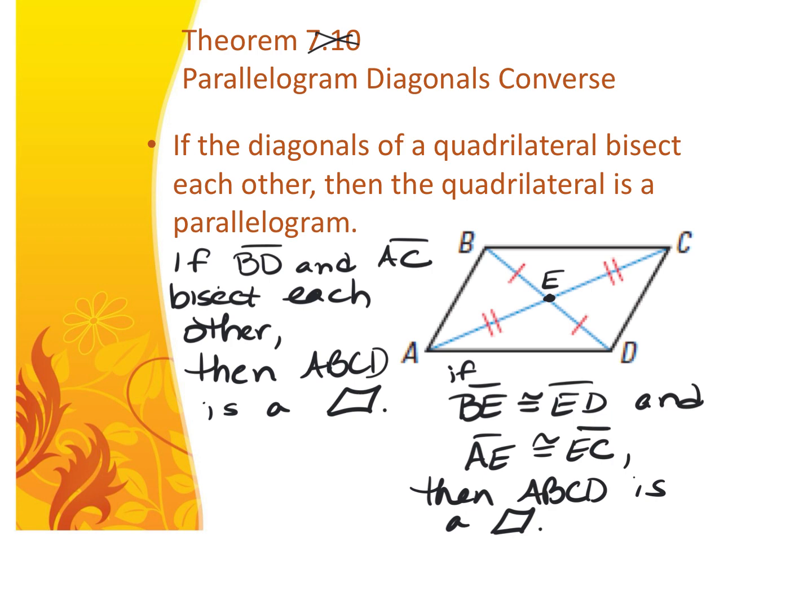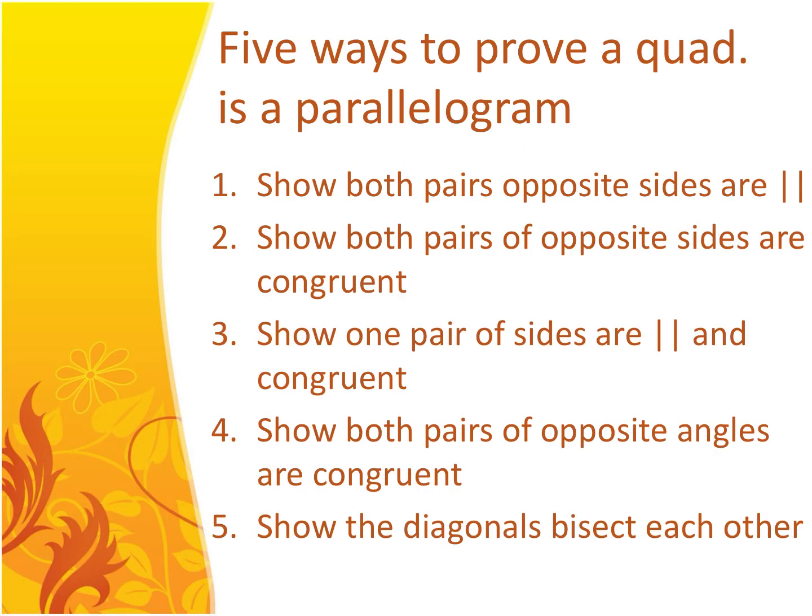The next slide just has a summary of the 5 ways that I just showed you. This is the last way, the 5th way. Okay, so the next slide is just a summary. It's summing everything up. These are the 5 ways to prove that a quadrilateral is a parallelogram. The first way, this is the definition. The second way, to show both pairs of opposite sides are parallel. The second way, to show both pairs of opposite sides are congruent. So this is the parallelogram opposite sides converse.